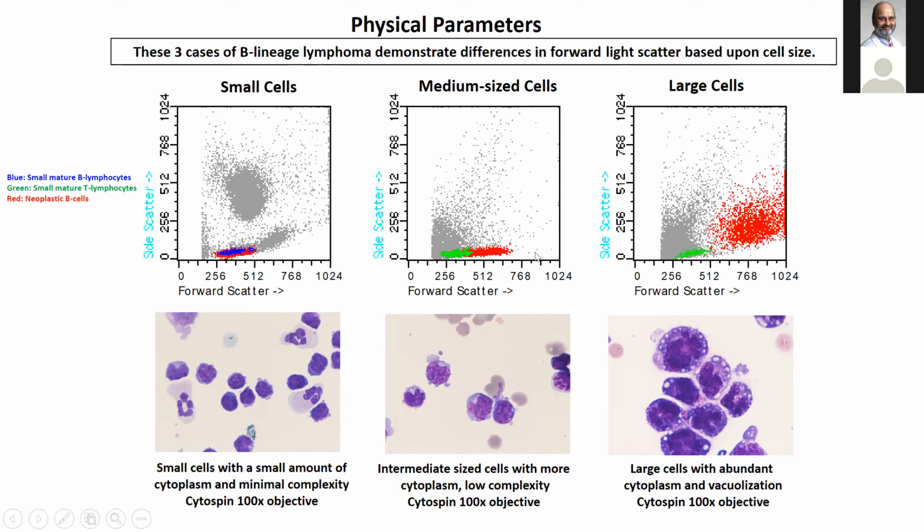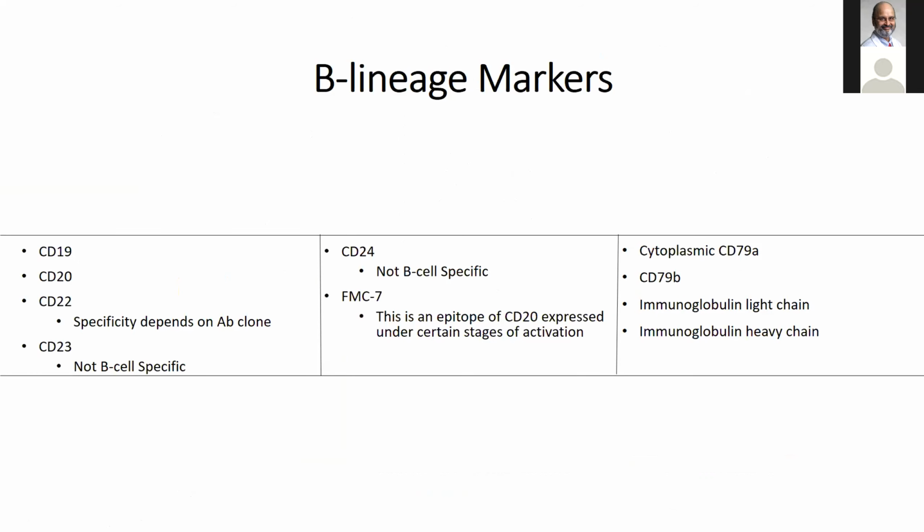Okay, so again, we always start with the physical parameters just to give us an idea of what size the cells in the population should generally be, and it helps us with our differential diagnosis and our approach from that point.